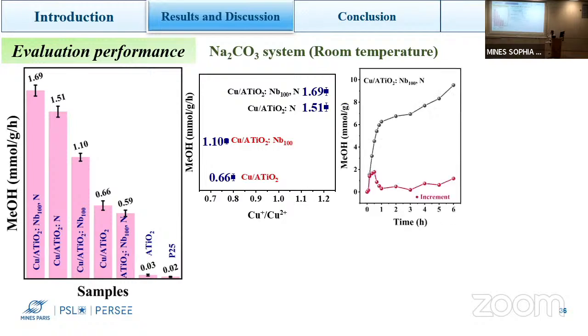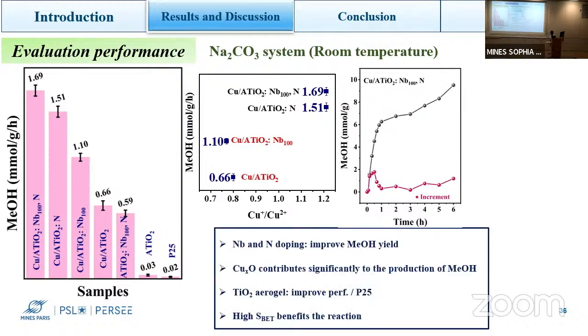And we traced the methanol production with time, and we can see it increased dramatically in the first hour, and then increased steadily. So it's an accumulation reaction. From here, we can see that niobium and nitrogen doping improved the methanol production, and copper also significantly improved it. And for pure TiO2, our SBET definitely helped the reaction going.